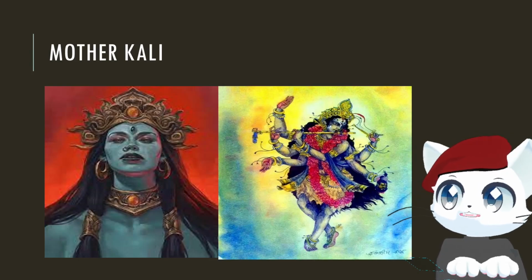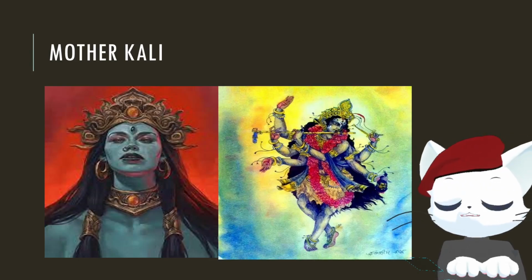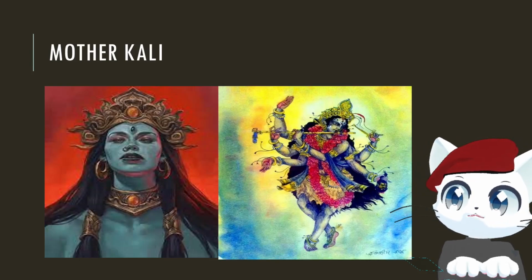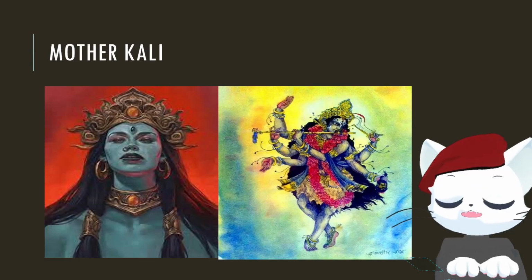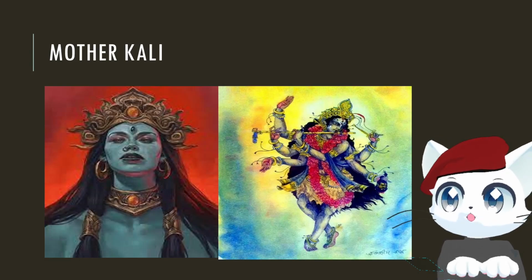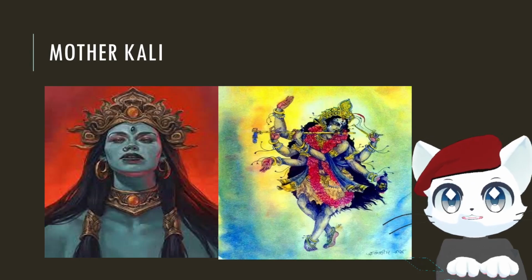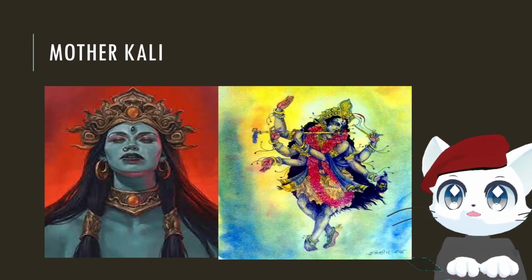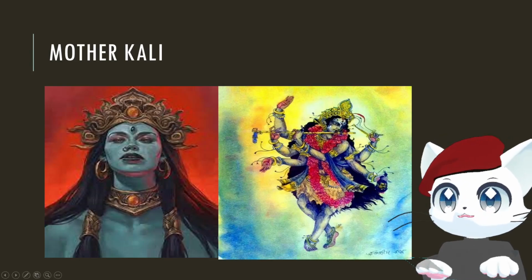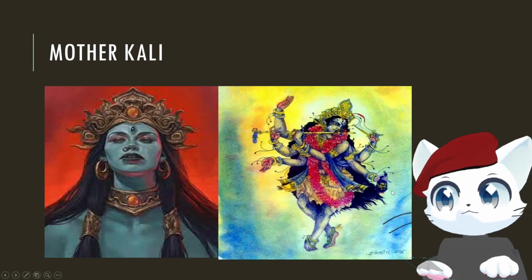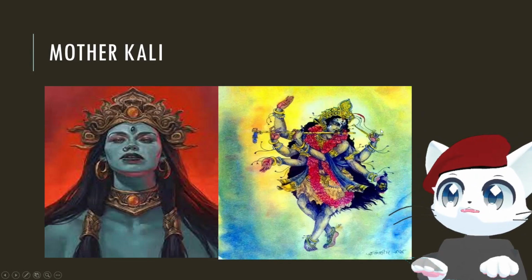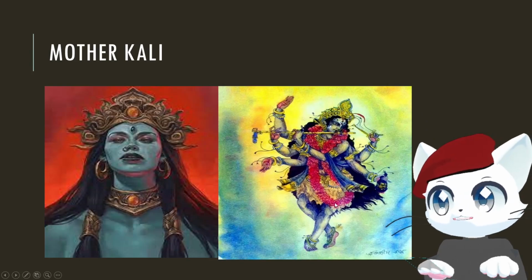She's often depicted with very dark skin, sometimes pitch black or a darker blue, and it kind of depends on what you've seen of her. In more traditional imagery, she tends to have her tongue out, and usually what you'll see is that one of her left arms has the severed head that she'll be lifting, and another one of her arms will have the sword in it. And she also usually has a garland of skulls.